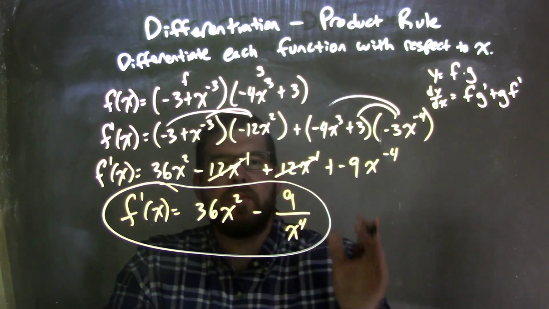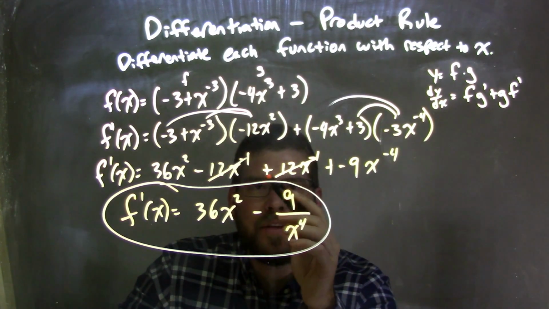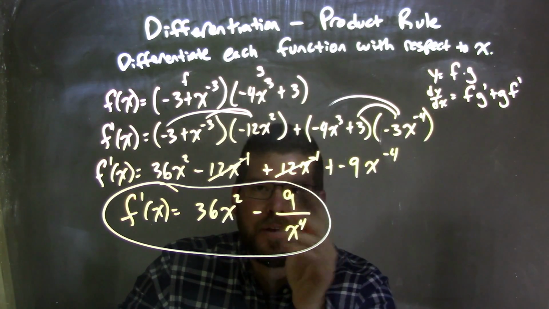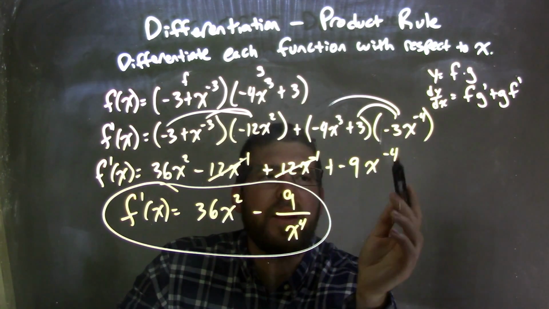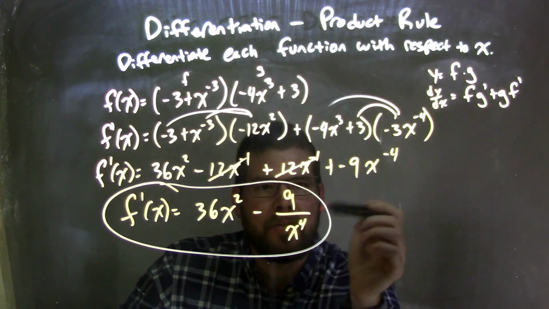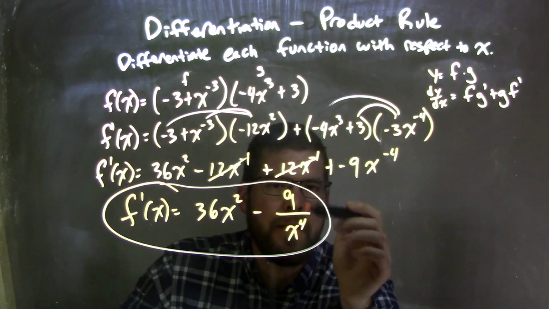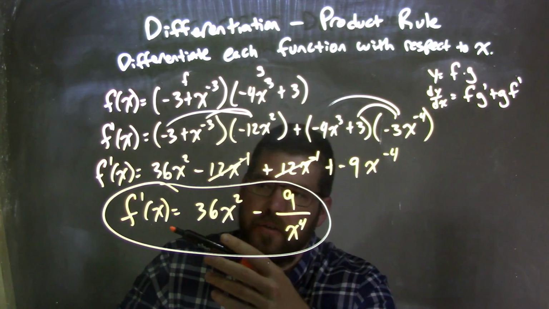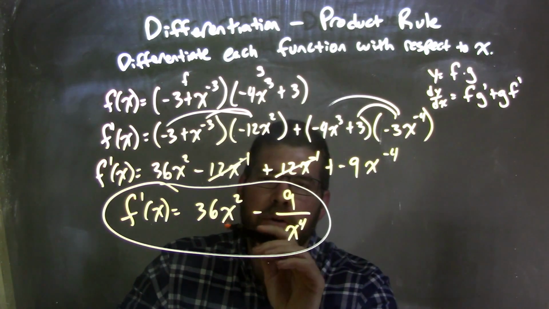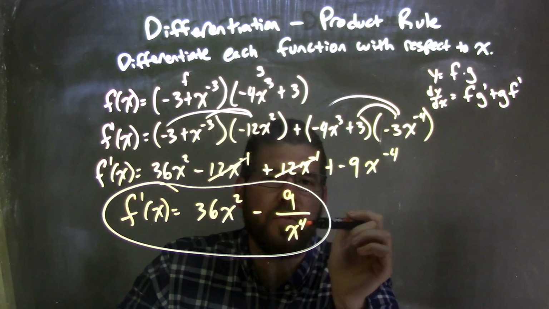I then had to simplify that even more. My 12x to the negative 1s, the positive and negative 1, canceled each other out. And then I didn't want to have a negative exponent in my final answer, so I brought that down to the denominator and made that into a fraction. So we have our final answer here of f prime of x is equal to 36x squared minus 9 over x to the fourth.